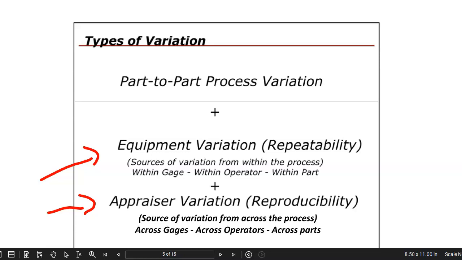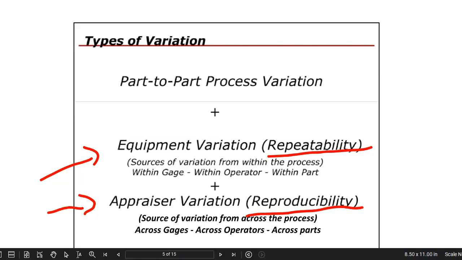To help me remember the difference between repeatability and reproducibility, I use this simple little phrase. Humans reproduce, equipment repeats. Equipment variation, or repeatability, technically is the variation in measurements obtained with one measurement instrument used several times by one appraiser while measuring the identical characteristic on the same part.